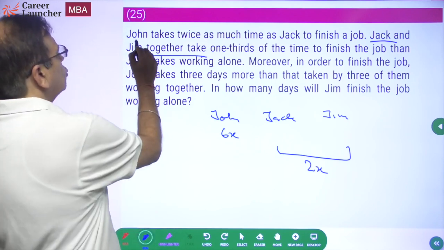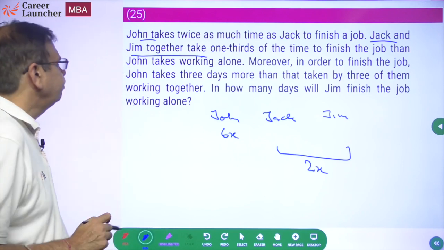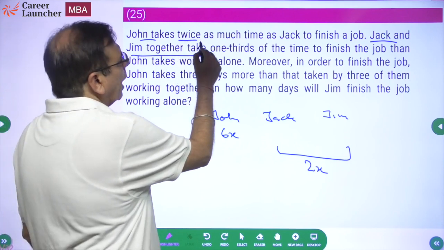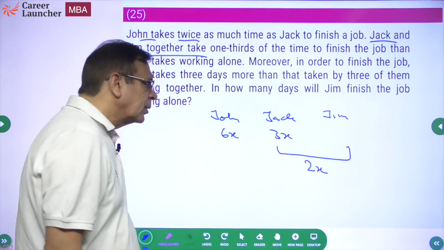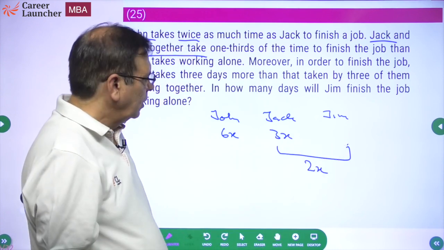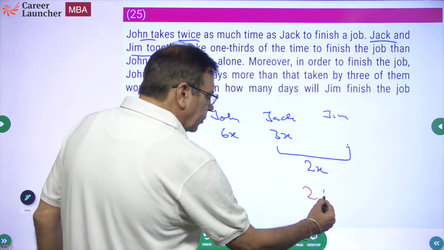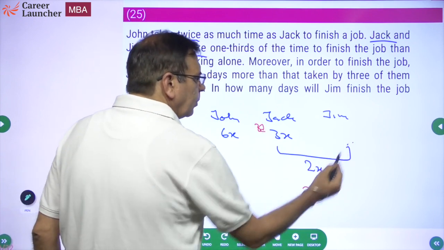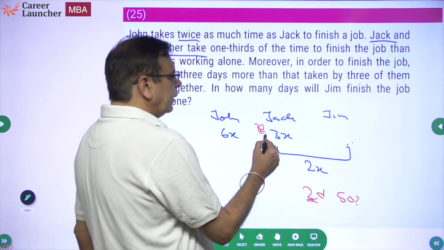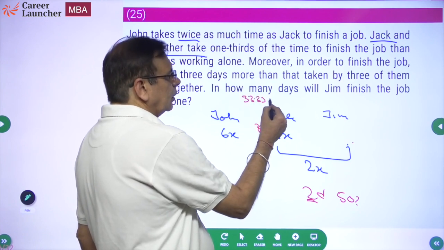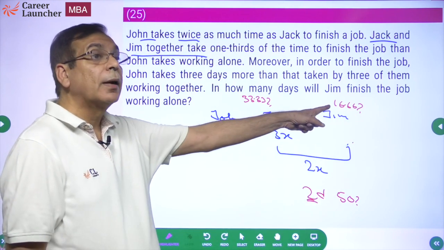John takes twice as much time as Jack. So if John has taken 6x days, Jack will take 3x days. So can you tell me what this will be? Forget about x for a minute. If these two people can finish the work in 2 days, and he does it in 3 days, what will this be? If they work in 2 days, that means in 1 day they'll do 50% of the work. If he finishes the work in 3 days, in 1 day he'll do 33.33% of the work. That means the balance 16.66% of the work will be done by Jim. That means he'll do the work in 6 days.